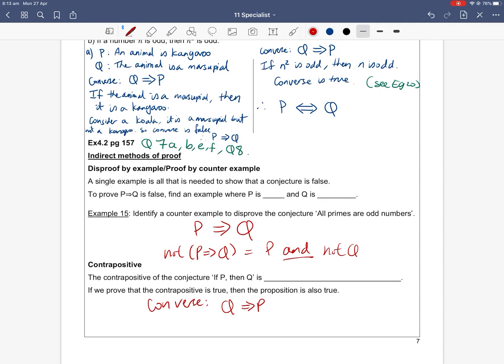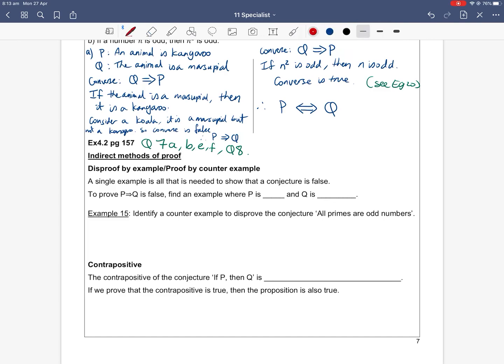So Q implies P. We also said that a statement is equivalent if P implies Q and Q implies P, and that was written with double arrows, and we say P if and only if Q. So what that means is if P happens, then Q is true, and equivalently, if Q happens, then P is true. So that's the if and only if statement.